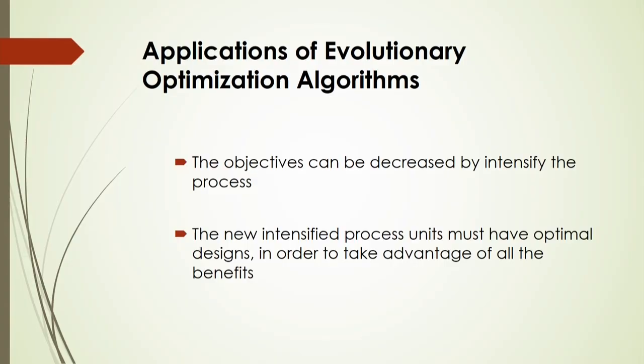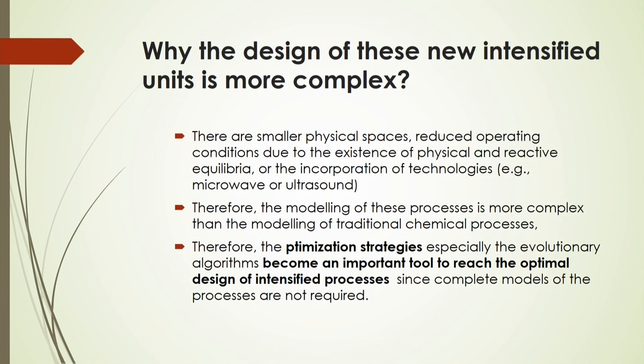In this case, the objectives can be improved by intensifying the process, and the new intensified process units should be considered in such a way that they have optimal designs, in order to take advantage of all the benefits of the process. Now, why is the design of these new intensified units more complex when we are talking about chemical engineering process intensification? Any process intensification means unit operations designed in such a way that they will be more complex to some extent. So, why would the design of those new intensified units be more complex?